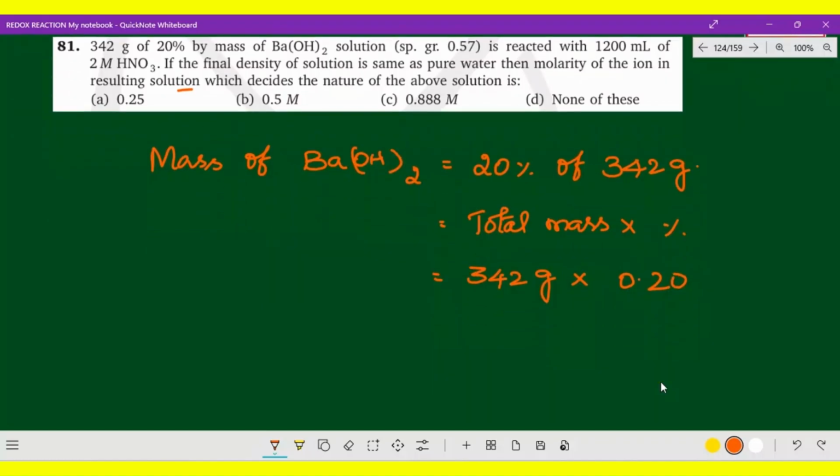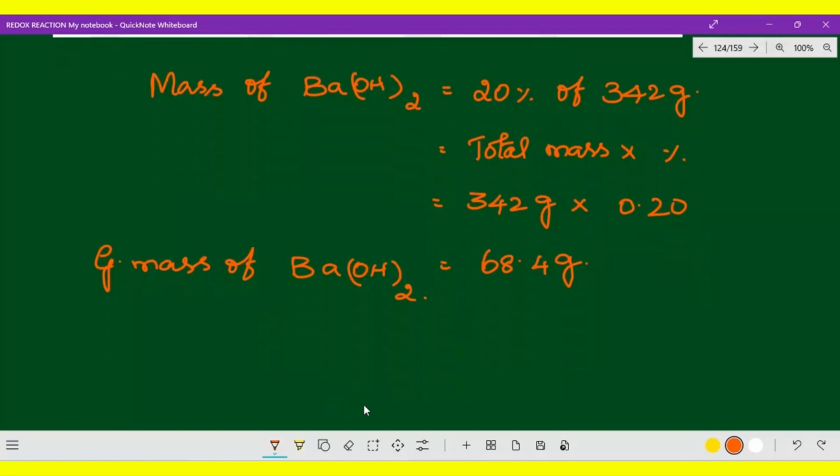So it will be around 68.4 gram, right? So the given mass of barium hydroxide is 68.4 gram. Okay, given mass we found. Now, the molar mass of barium hydroxide. Usually they will give it in the question, but sometimes we have to identify it.